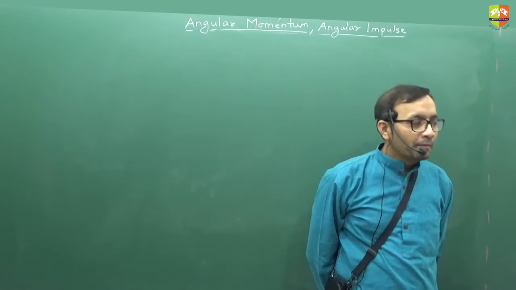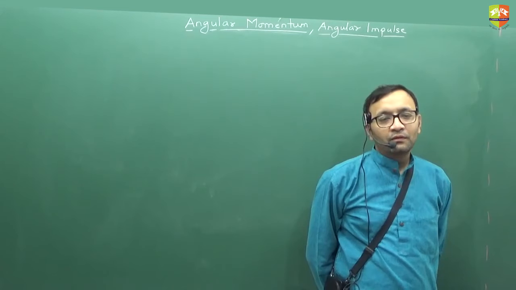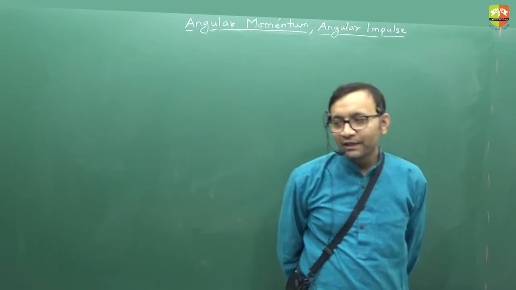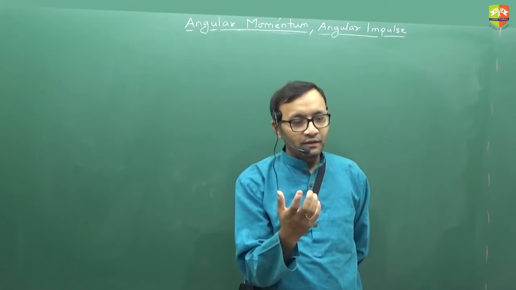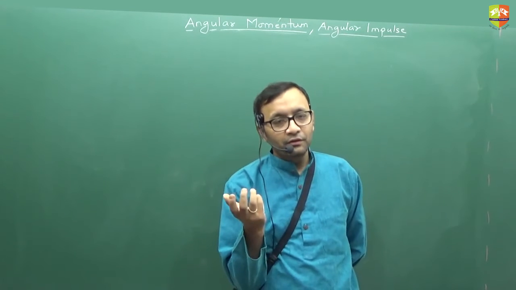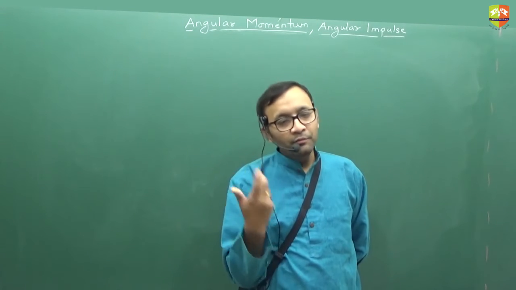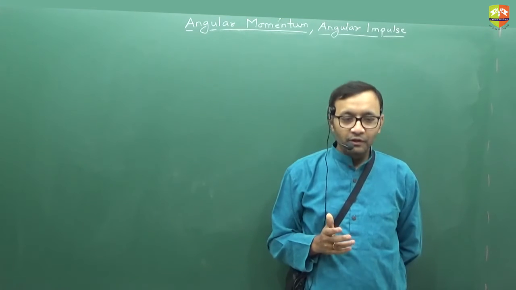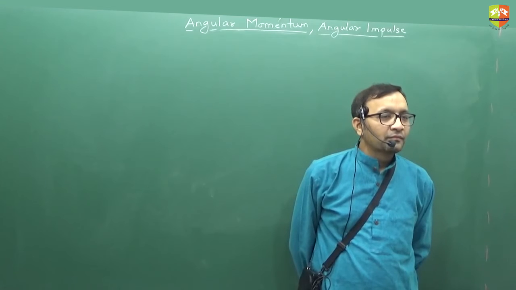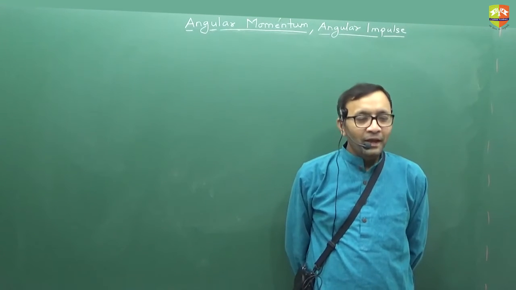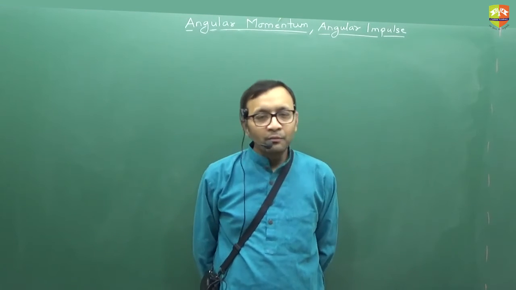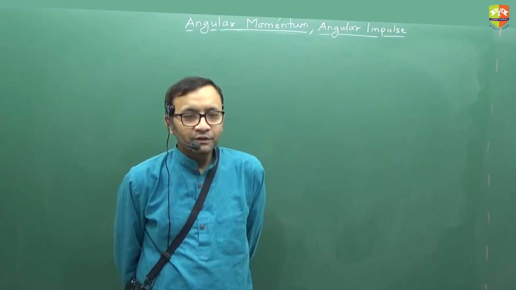You remember linear momentum? What is linear momentum? Mass into velocity is the quantity. It is a mathematical expression for linear momentum. What is momentum? Amount of motion. Amount of motion is linear momentum. What do you think angular momentum is? Amount of rotation, amount of angular motion. Linear momentum is amount of linear motion, and angular momentum is amount of angular motion.